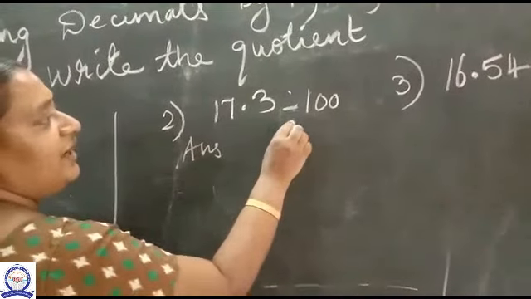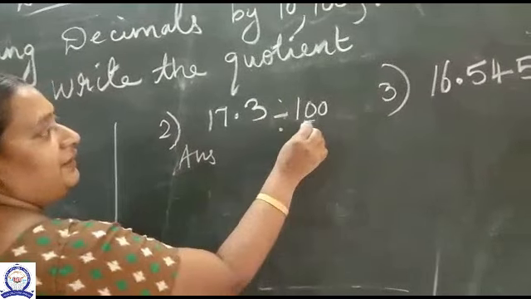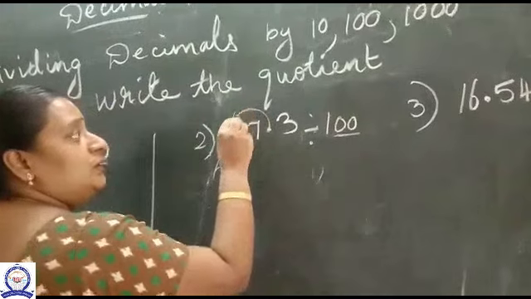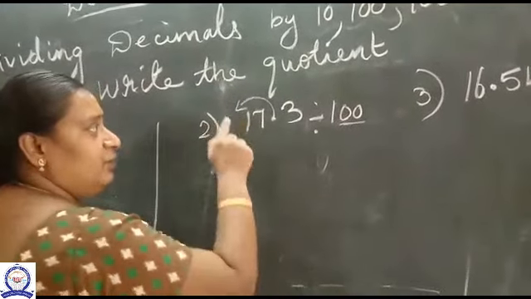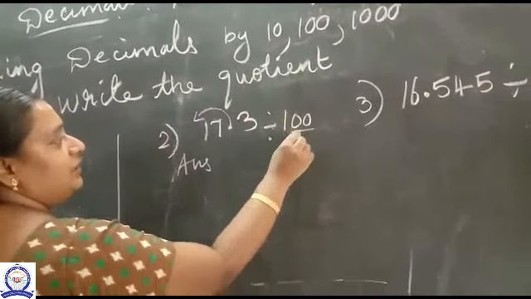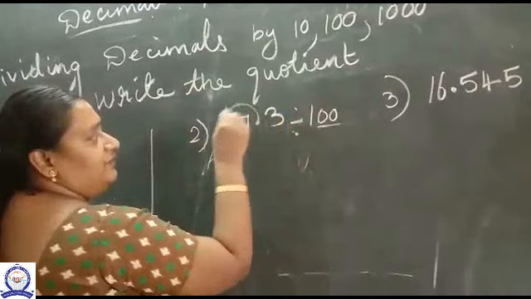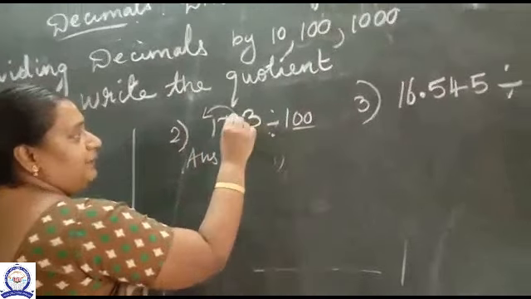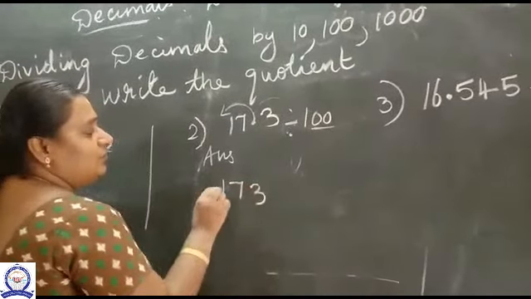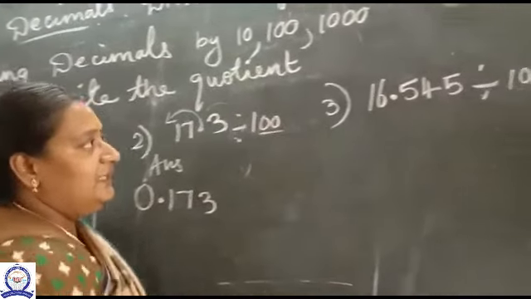Similarly, second sum, 17.3 divided by 100. So 100 like 2 0. So the point will move towards left. Left move ஆகுது எத்தனை place? 2 place move ஆகுது. Because 100 2 0 இருக்கனால point வந்து left side 2 place move ஆகுது. Divide பண்ணா left side move ஆகும். Multiply பண்ணா point வந்து right side move ஆகும். So the point 173. 0.173 is the answer.